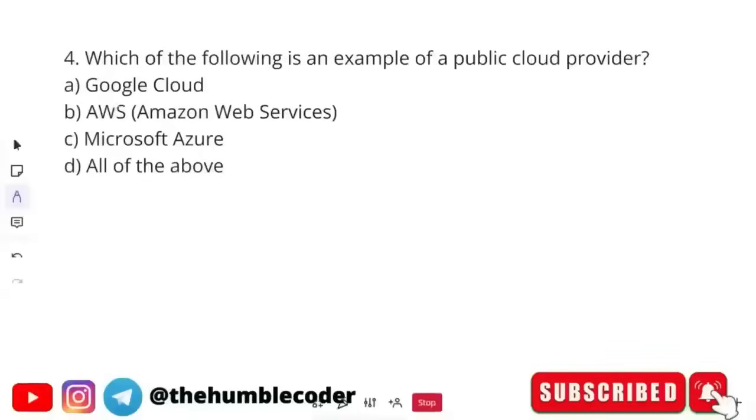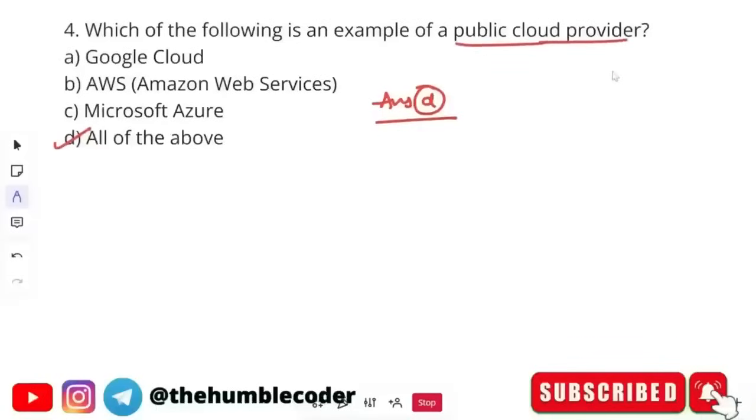Let's look at this question now. Which of the following is an example of public cloud provider? The options that we have are Google Cloud, AWS, that is Amazon Web Services, Microsoft Azure, and all of the above. So guys, in this one, the correct answer is going to be option number D, that is all of the above. So all of the above, that is Google Cloud, AWS, Microsoft Azure, all are public cloud providers. Okay, so now let's move on to the next question.